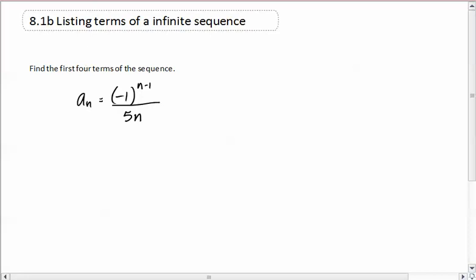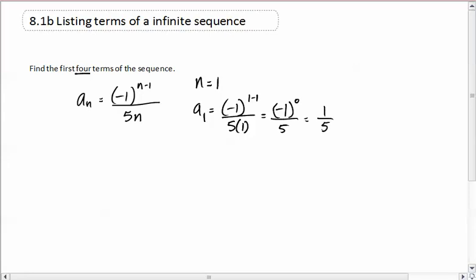So we'll do that. So the first four terms. I'm going to go ahead and just let n be 1, right? That's the first of the natural number set. So I have a sub 1 is equal to negative 1 to the 1 minus 1. I just always go through and put a 1 everywhere I see an n. So this negative 1 at the top, you're going to find out is actually going to cause the sequence to have alternating signs. So there's that. Now anything to the 0 power is 1, so I have 1/5. So there's the first term of my sequence.